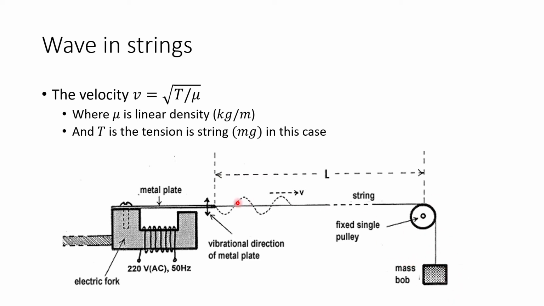Once you create a vibration, the wave travels from left to right. However, once it hits this boundary, which is a fixed end, it bounces the wave back. So you have one wave propagating from the source from left to right, and another wave coming from right to left due to reflection.